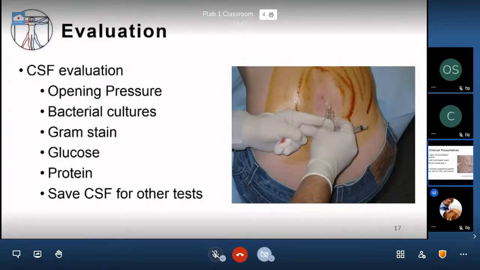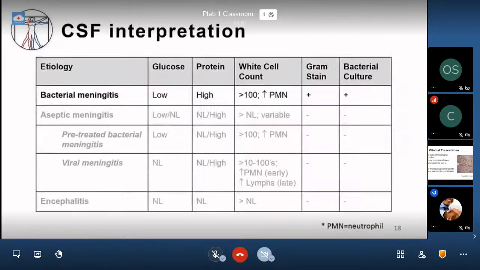Bacterial cultures and gram stains to modify therapy quickly. The combination of glucose and protein, which will change with inflammation and can give clues to the diagnosis early on, and always save an extra tube of CSF for more studies. Sometimes, if there's a concern about increased intracranial pressure from the physical exam or the history, we'll obtain a CT scan of the head to make sure we don't accidentally cause a complication related to the lumbar puncture.